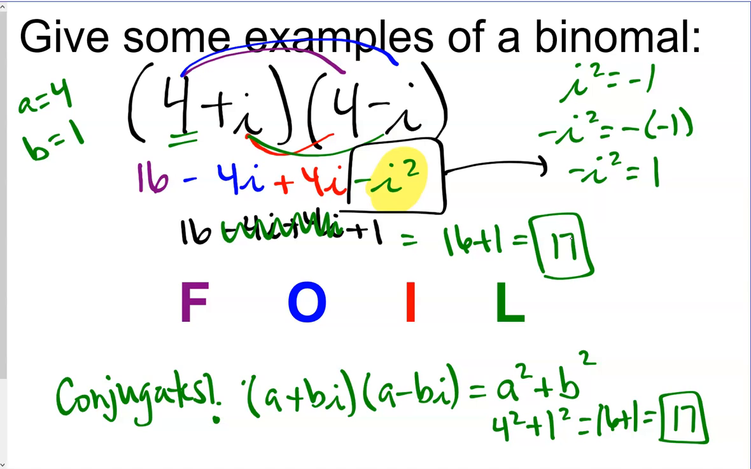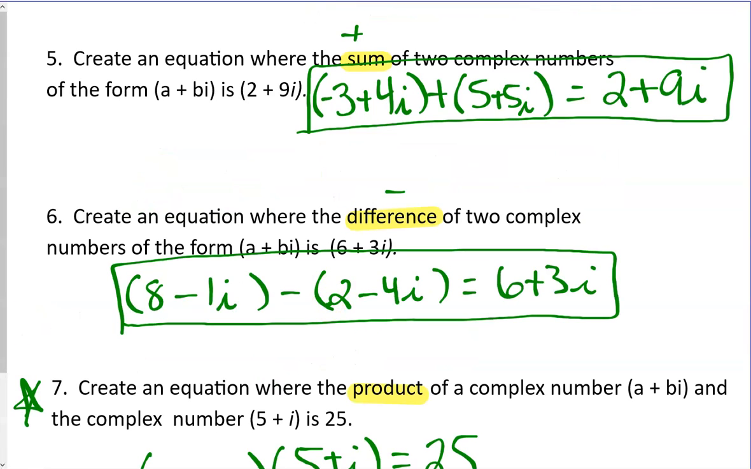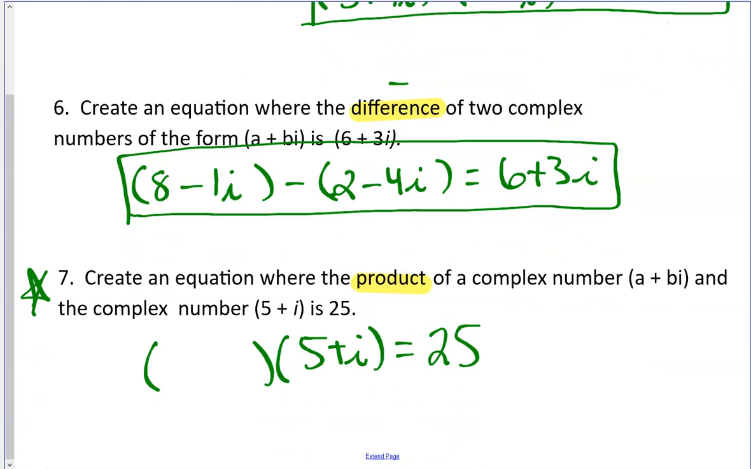Every single time. Okay? Because now we can go back to this problem. And I realize that I made a mistake. That should not be 25. Hold on. This needs to be the number 26. There we go. Okay. So now I can answer the question. Create an equation where the product of a complex number and the complex number 5 plus i gives me just 26. Okay, well, what complex number multiplied by this one will give me just a real number?